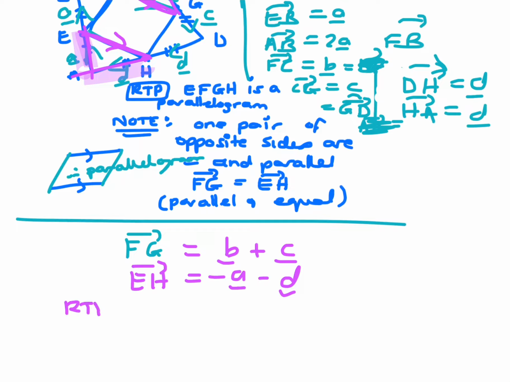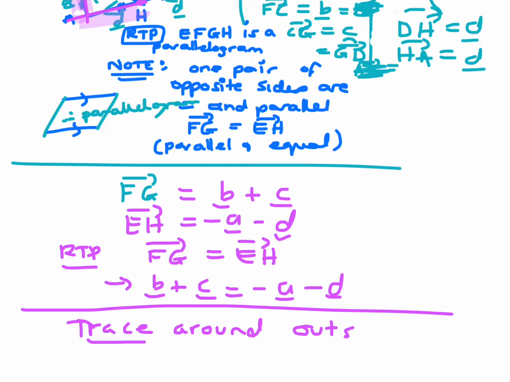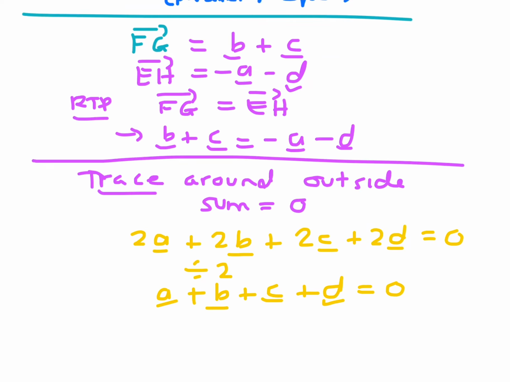Now, what we want to prove is that FG is the same as EH. So we're actually required to prove this equals minus A minus D. All right, so what we're going to do now is, if we trace around the outside of this shape, all the vectors should sum to 0. That's the polygon rule. So let's start with the A. You go A, E, E, B, that's 2A, plus B and B, 2B, plus C and C, 2C, plus D and D is 2D. They all have to add up to 0. So 2A plus 2B plus 2C plus 2D all be 0. If you divide everything by 2, A plus B plus C plus D equals 0. Okay, so if we move that to the other side, that's A plus B equals minus C minus D.